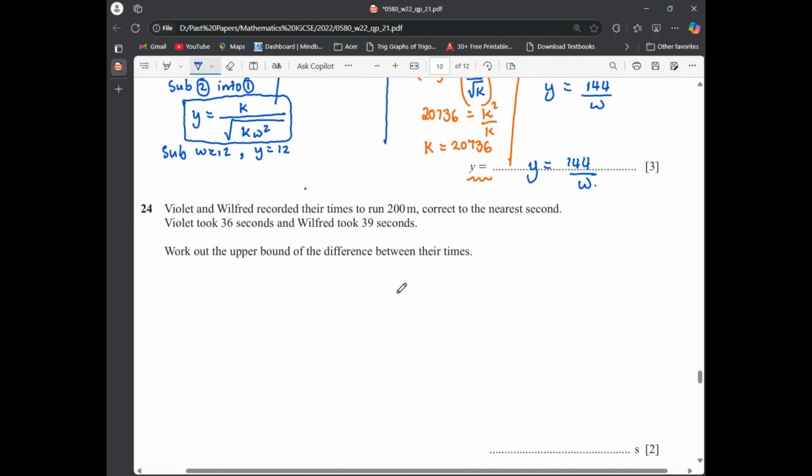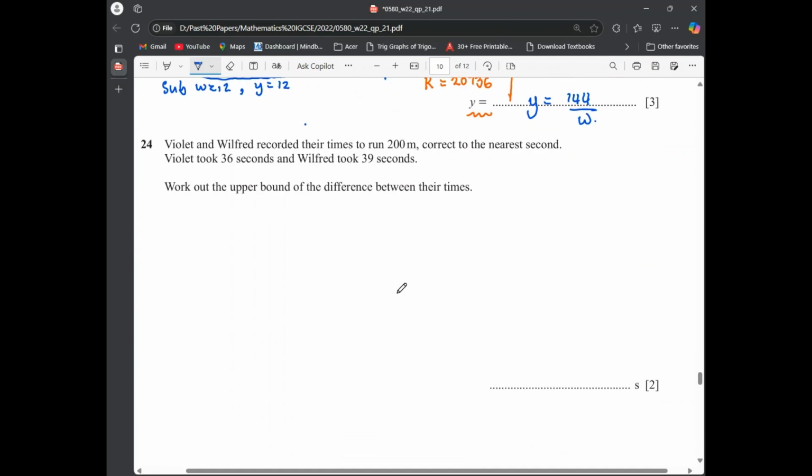Question 24. Violet and Wilfred recorded their times to run 200 meters correct to the nearest second. Violet took 36 seconds and Wilfred took 39 seconds. Work out the upper bound of the difference between their times. What is the difference? 39 minus 36 is equal to 3.